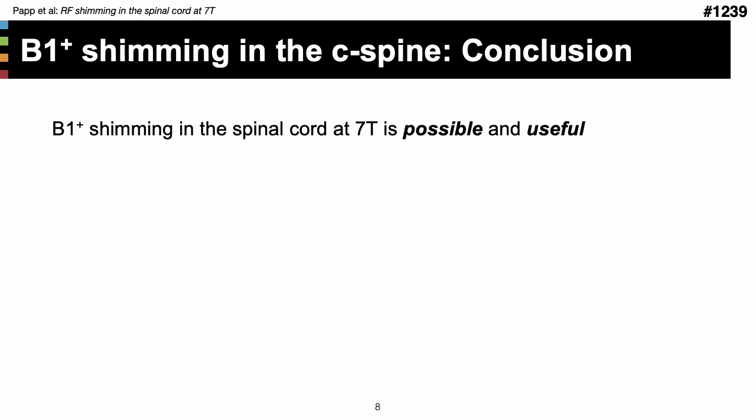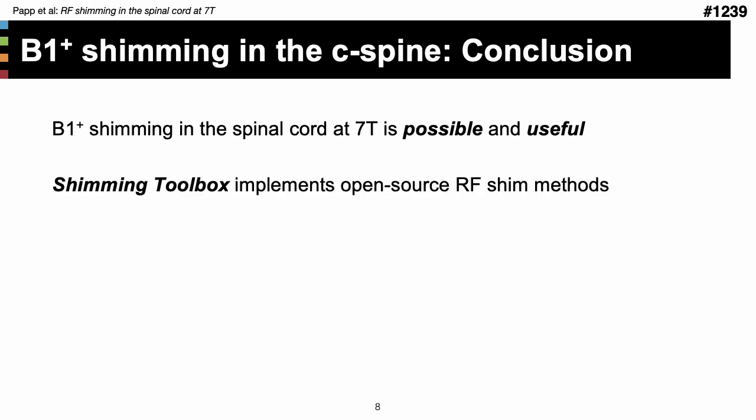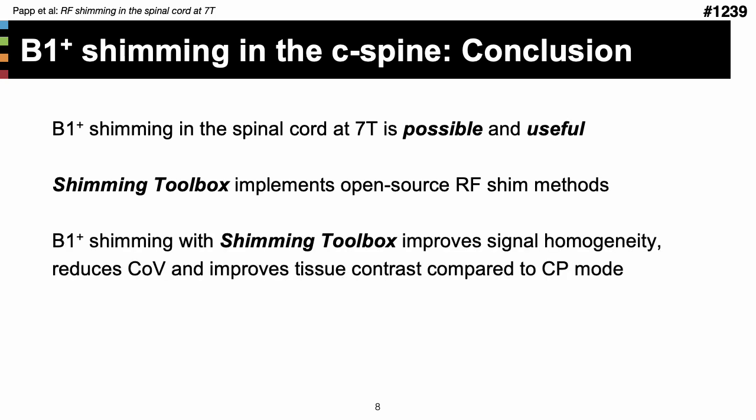In conclusion, we have shown that B1 plus shimming in a spinal cord at 7 Tesla is both possible and useful. It is possible because our shimming toolbox implements open source RF shimming methods. If you think we need to implement another one, please reach out to us and we will do so. And it is useful because we improve signal homogeneity, we reduce the coefficient of variation, and we improve the tissue contrast compared to CP mode.